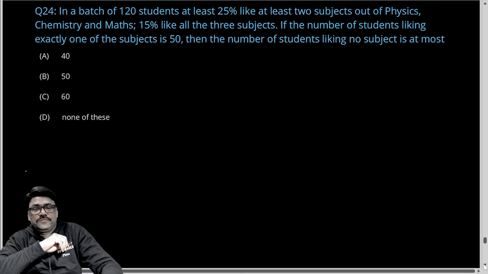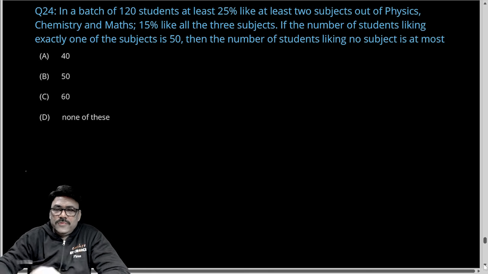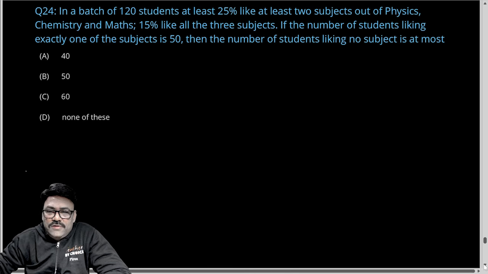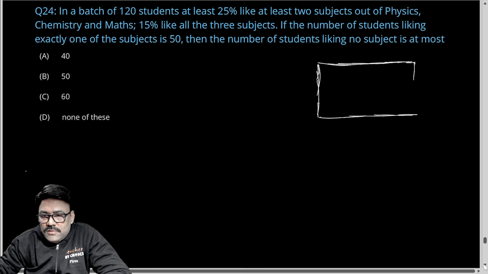See this question. In a batch of 120 students, 25% like at least two subjects out of physics, chemistry, and maths. 15% like all the three subjects. If the number of students liking exactly one of the subjects is 50, then the number of students liking no subject is at most. So let's say this is the Venn diagram. This is the universal set, and it contains 120 students.